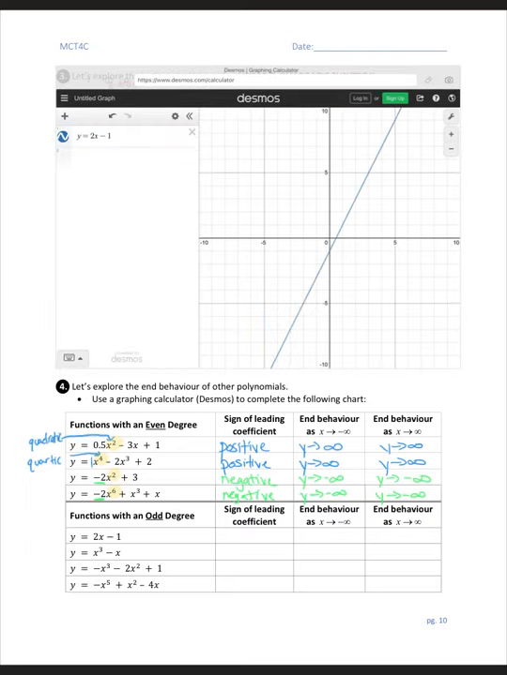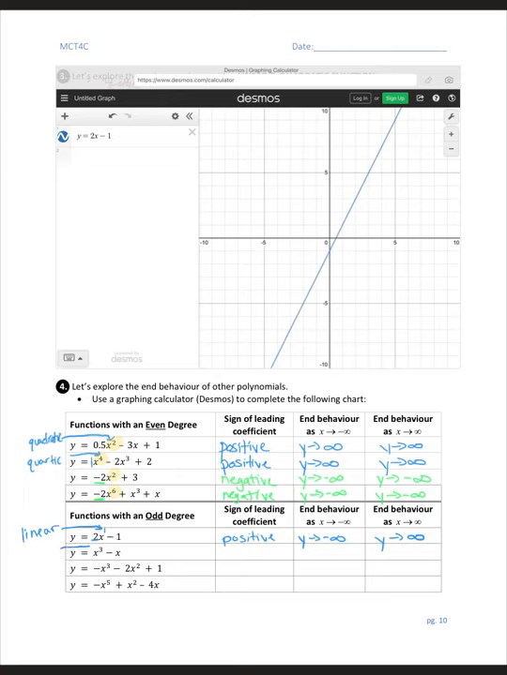Okay, so we put up in Desmos y equals 2x minus 1. No surprise here. This is a degree of 1, so we just have a linear relation, or a line. The sign of our leading coefficient, we have a positive 2, so we have a positive leading coefficient. And if we look at our line, as x approaches negative infinity, so as x gets more negative, y is also getting more negative. It's continuing to go down, so y is approaching negative infinity. As x approaches positive infinity, y approaches positive infinity. Y is continuing to increase as x does, so we would say y is approaching positive infinity.